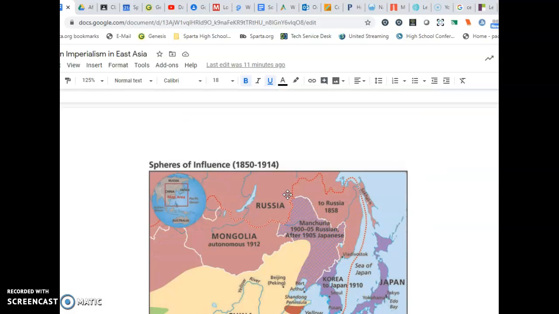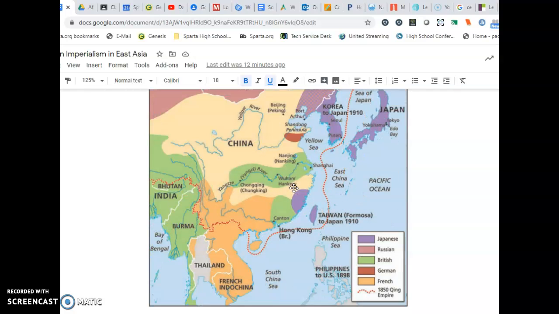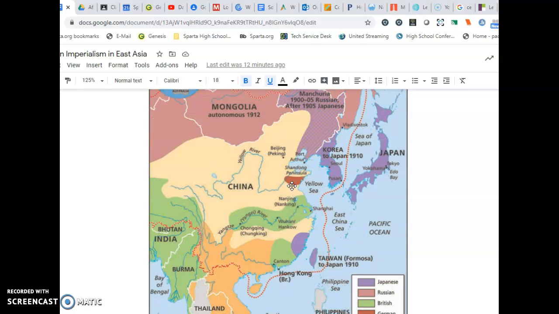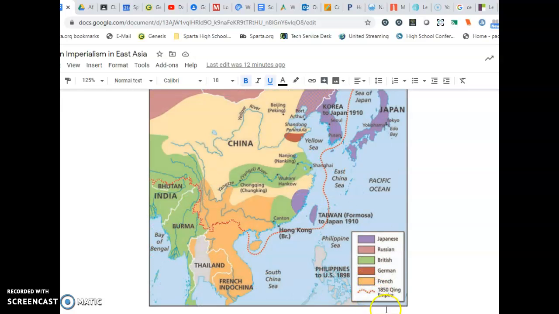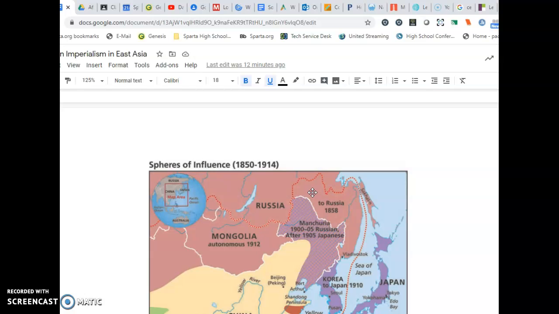You're also going to be looking at this map, Spheres of Influence 1850 through 1914. And really the definition for a sphere of influence is where an outside power or nation claims exclusive trading rights over an area. And you'll be seeing how the European nations such as Russia, Great Britain, Germany, and France started to carve out spheres of influence in China between 1850 and 1914.